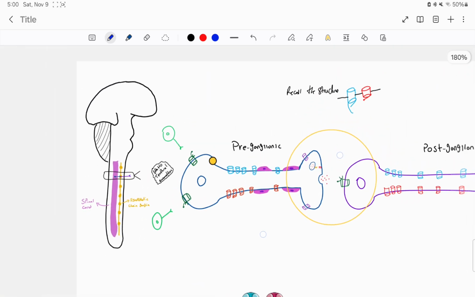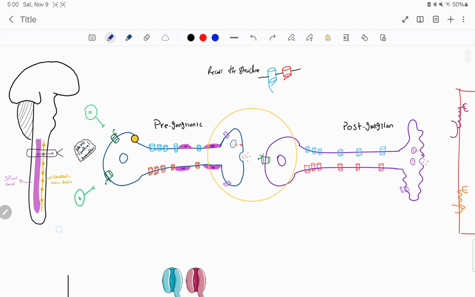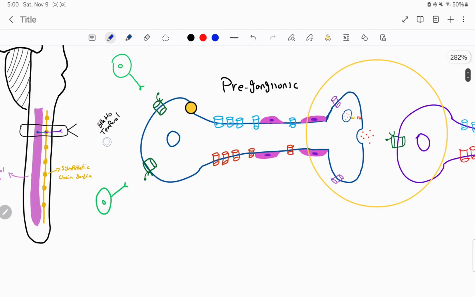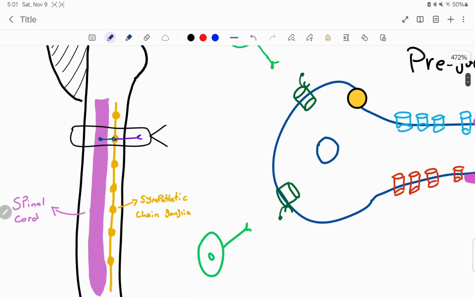So, let's get started. First of all, we're going to take a look at the quick anatomy of the nervous system. Here you have your spinal cord in pink, and you have the sympathetic chain ganglia in yellow. And that's what we have there. Okay, great. So why does that matter to me? Let me erase this. Let's take a look at what this looks like.